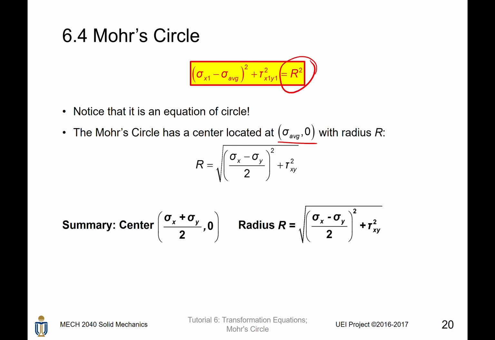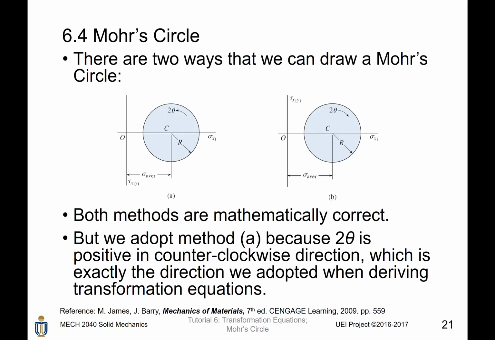This uses the knowledge you learned in secondary school about the equation of circles. And recall that r equals this stuff. In summary, when you want to draw a Mohr circle, bear in mind the center and the radius. For a Mohr circle, there are two ways that we can draw it. One is the ordinary coordinate system, something like sigma x1 and tau x1y1.